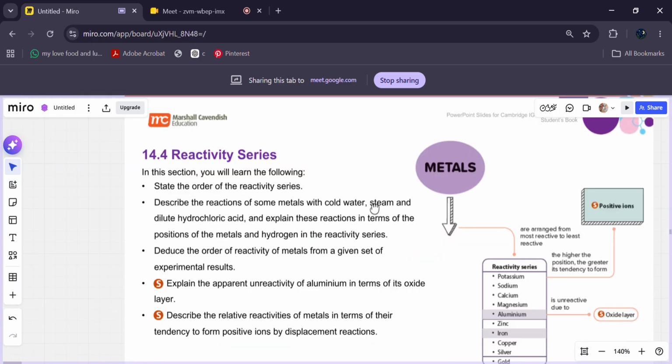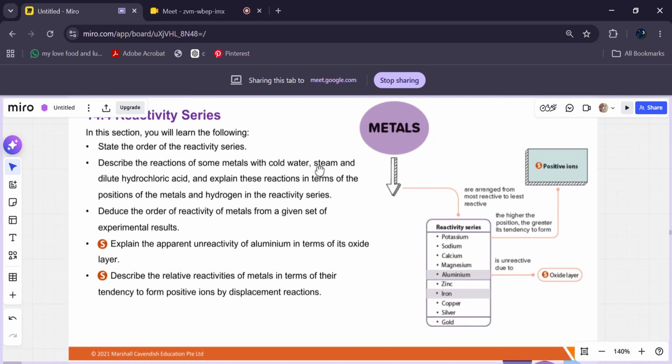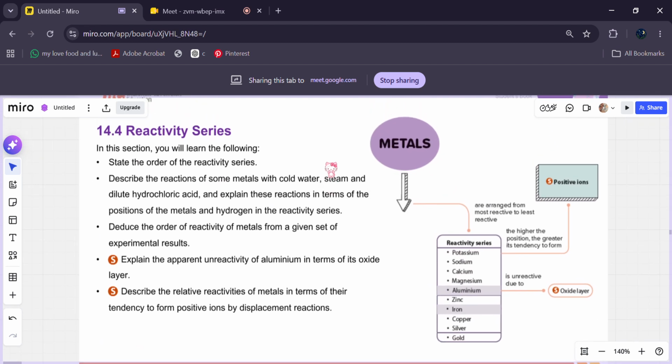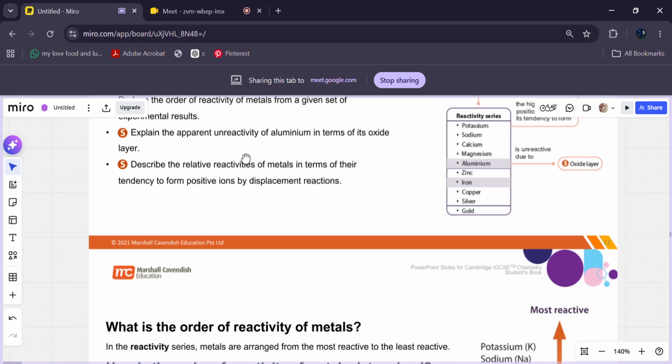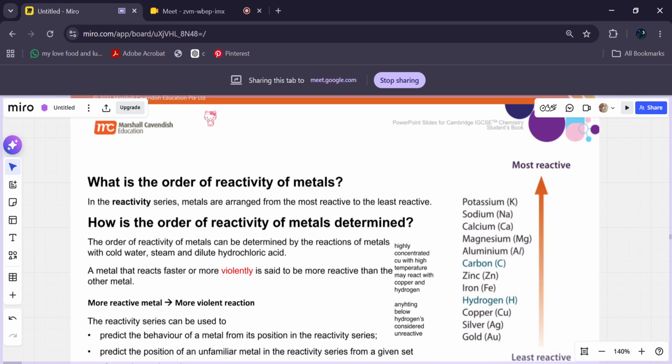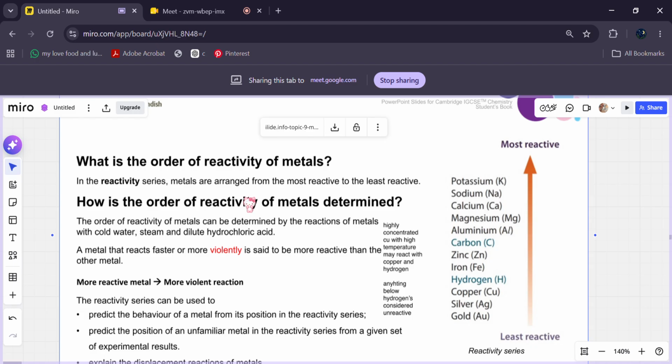Now we go to 14.4, which is the reactivity series. Here we are going to learn about the reactivity series, how reactive each metal is. So let's move on to what is the order of reactivity of metals. You see, why do coins made of zinc look dull after some time, while gold coins remain bright and shiny for years? This is because zinc reacts with the air faster than gold does. In other words, zinc is more reactive than gold. A metal that reacts faster or more violently is said to be more reactive than the other metal.